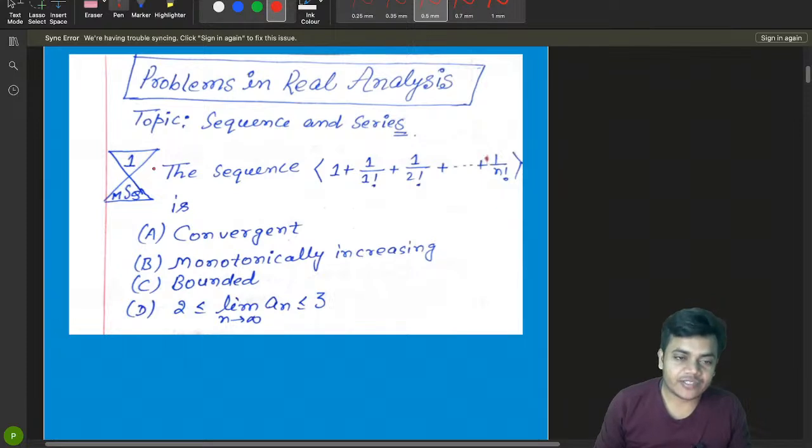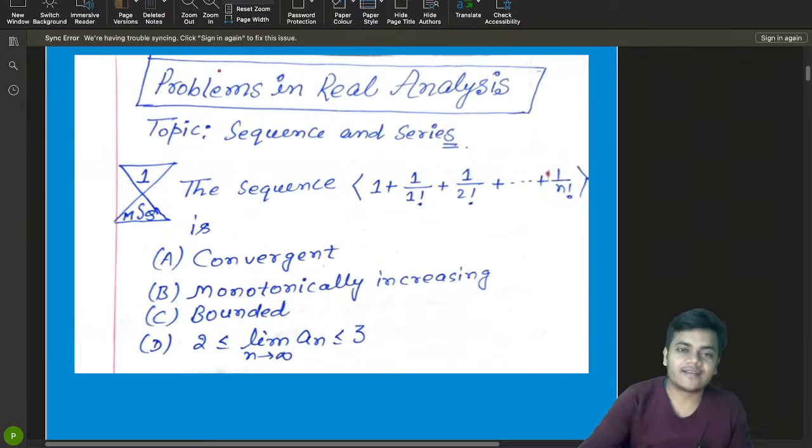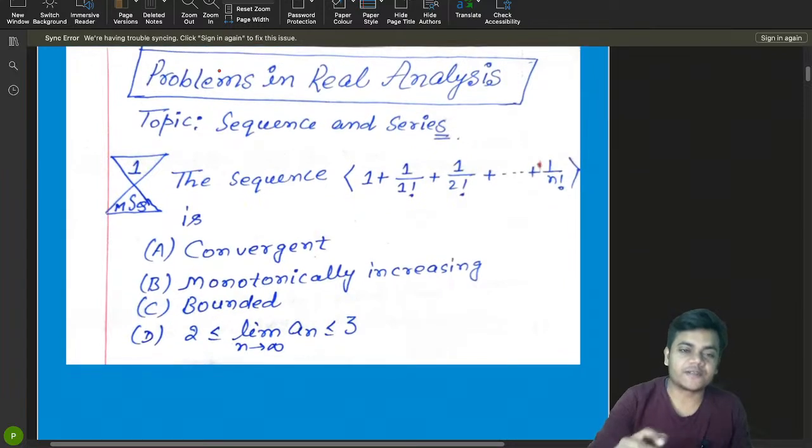And yes, the very first problem is there in front of you. And it's a multiple select question. I mean to say, more than one option might be true. So I hope you will try this question, and certainly you can do it. Yes, the topic is sequence and series in real analysis.